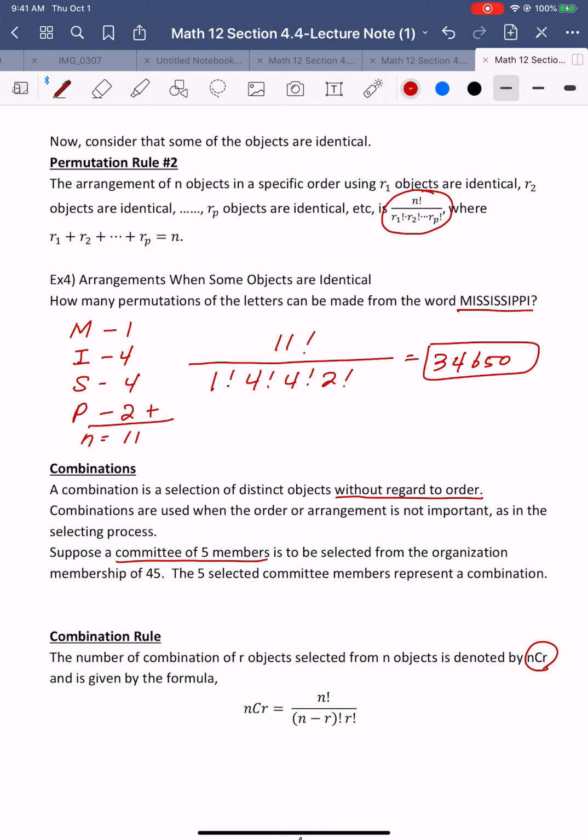And then this is the formula. So nPr was n factorial over n minus r factorial, right? But they put the r factorial on the bottom.